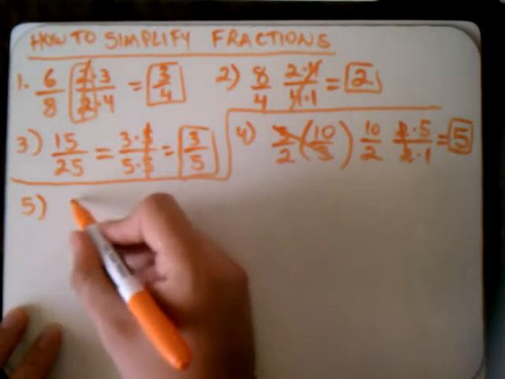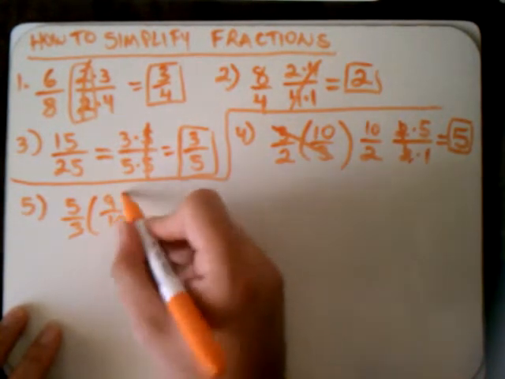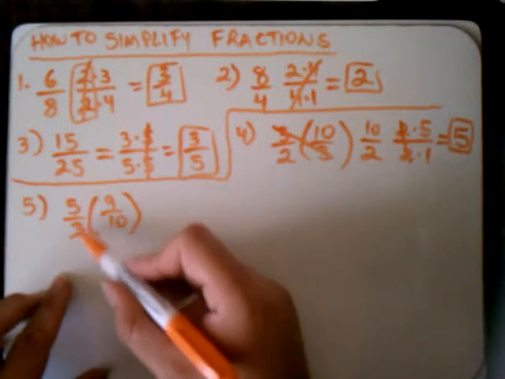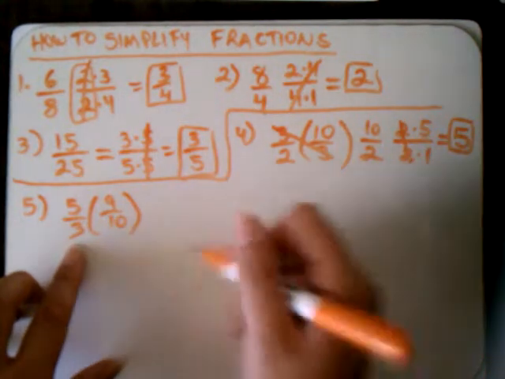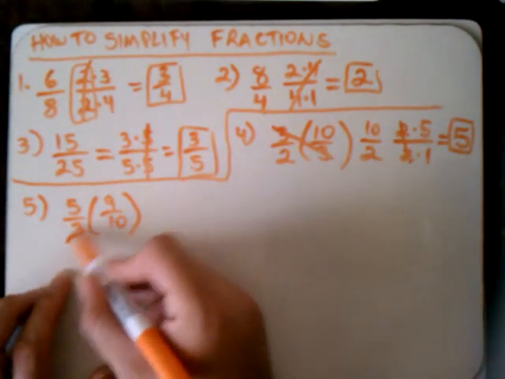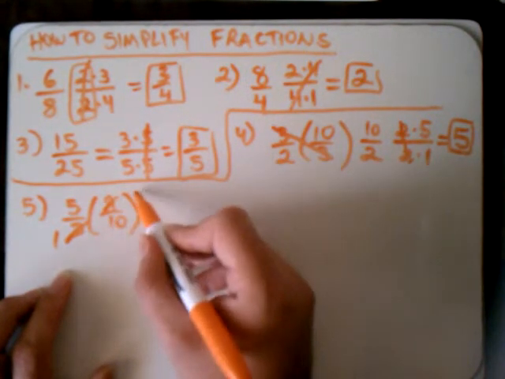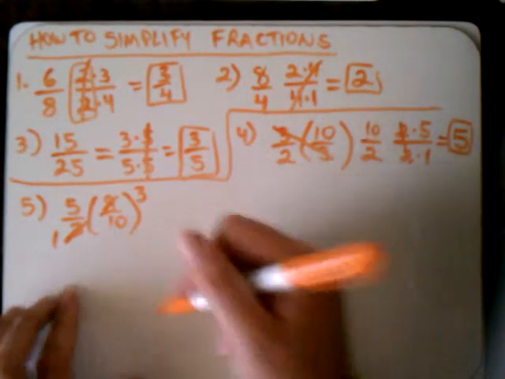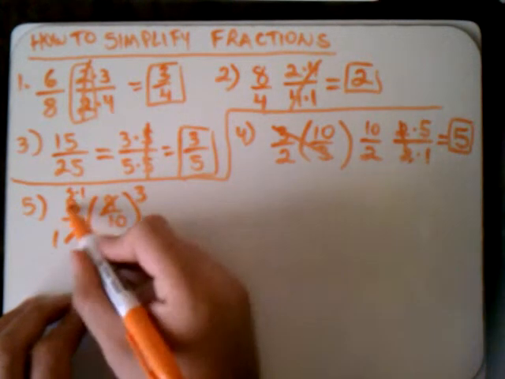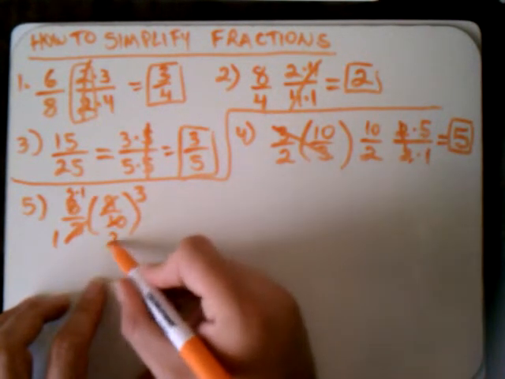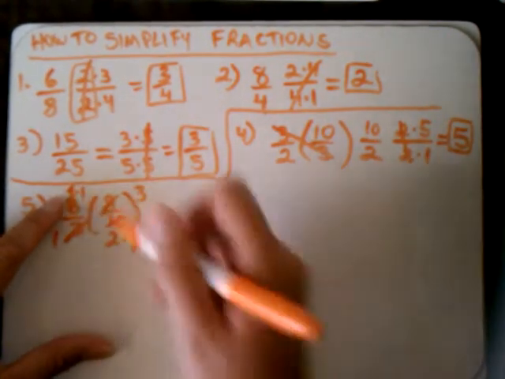Example 5. I have 5 over 3 times 9 over 10. Again, the 5 and the 3, I can't do anything. The 3 and the 9, I can. 3 is the same thing as 3 times 1, so the 3 becomes a 1. And the 9 is the same thing as 3 times 3, so the 9 becomes a 3. 5 and 10: 5 is the same thing as 5 times 1, and 10 is the same thing as 2 times 5. So I have a 5 on top and a 5 on the bottom, so they cancel out.